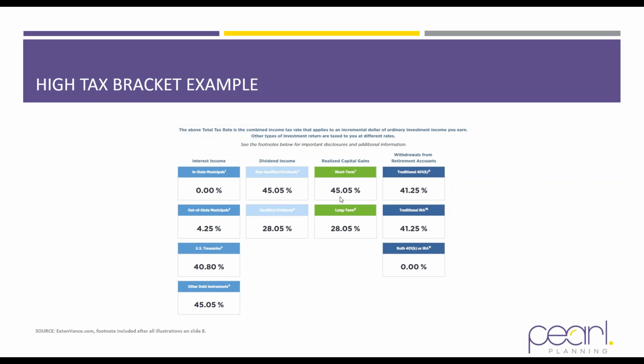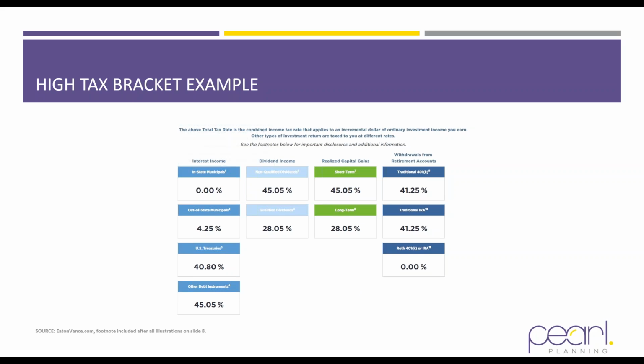Here's your capital gains rate. If you sell something within the first year, you're going to be paying 45% of your gains, whereas it breaks down after 12 months and a day to 28% for your long-term capital gains. And then when you withdraw things from a 401k or a traditional IRA, you're going to be taxed at more than 40%. Whereas if you had money that you're withdrawing from a Roth account, you get no taxes.